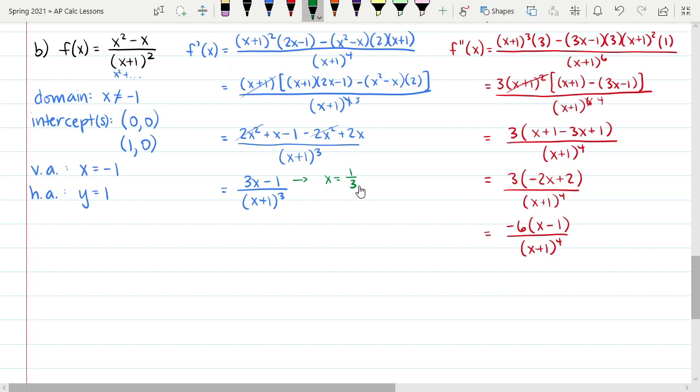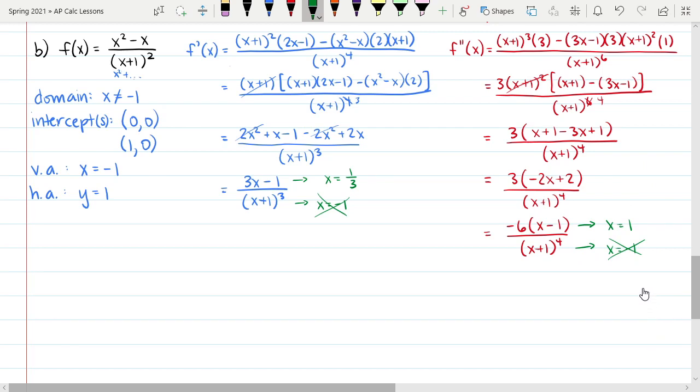And yes, we are going to need to figure out the y-coordinate for that. The denominator will equal 0 when x is negative 1, but remember, we already know that that's going to be a domain restriction. In f double prime, our numerator will be 0 when x is 1. Fortunately, we've already figured out that y-coordinate because that's actually one of our intercepts. And the denominator is going to be 0 again at x equals negative 1, which is a domain restriction.